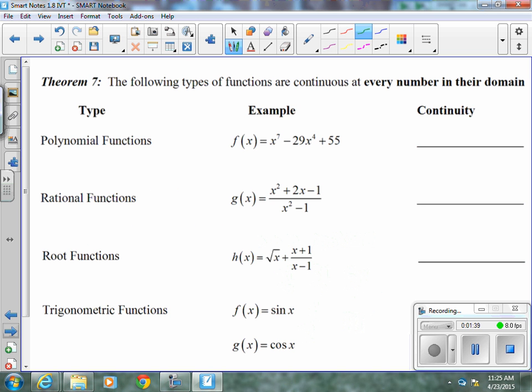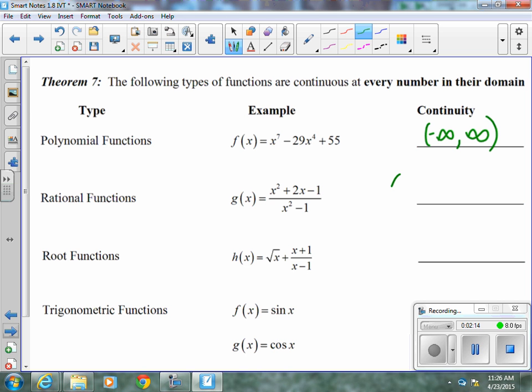The following types of functions are continuous at every number in their domain, which means we need to find their domains. Pause the video, take a second, and fill out their domains. Now that you've answered all of these domains, you will know that the first one, polynomials, which we talked about yesterday, are all real numbers, and that was from theorem 5 that we talked about yesterday.